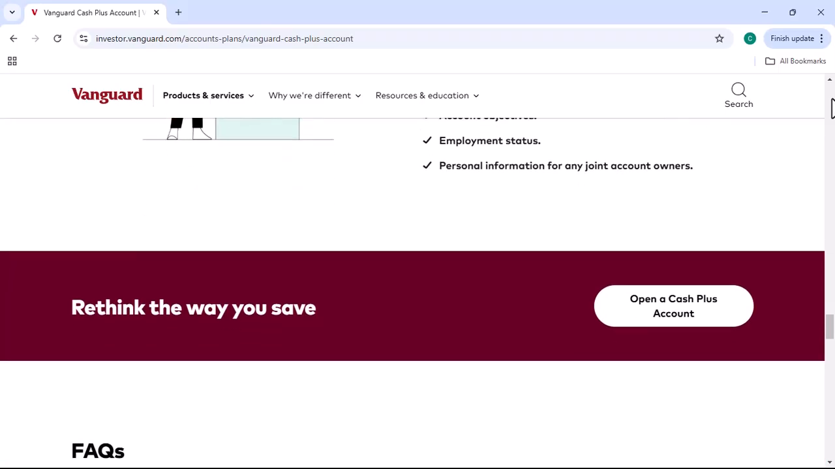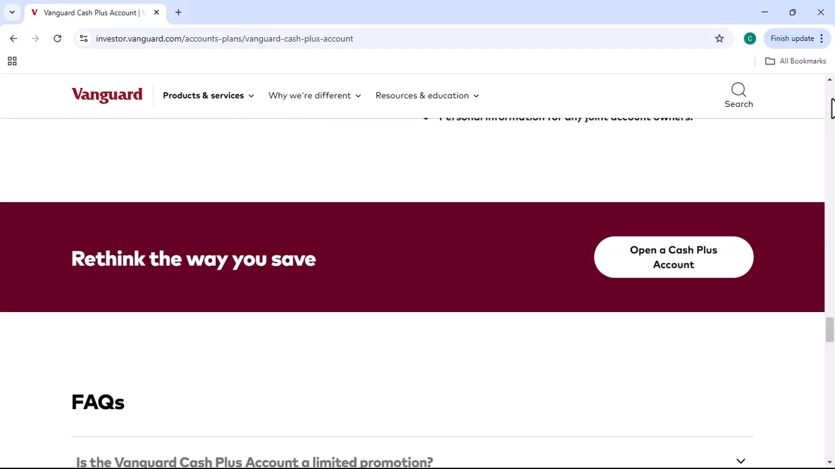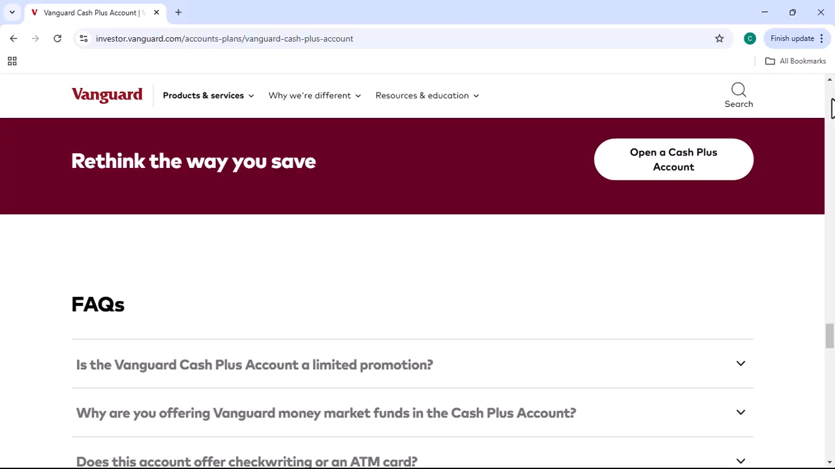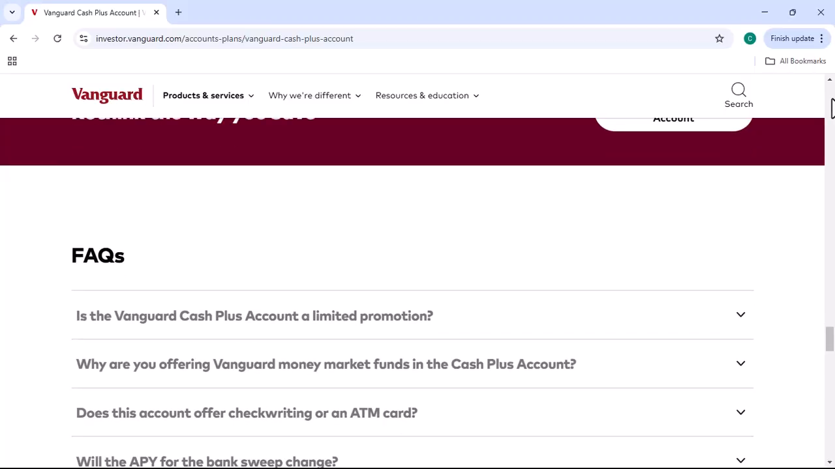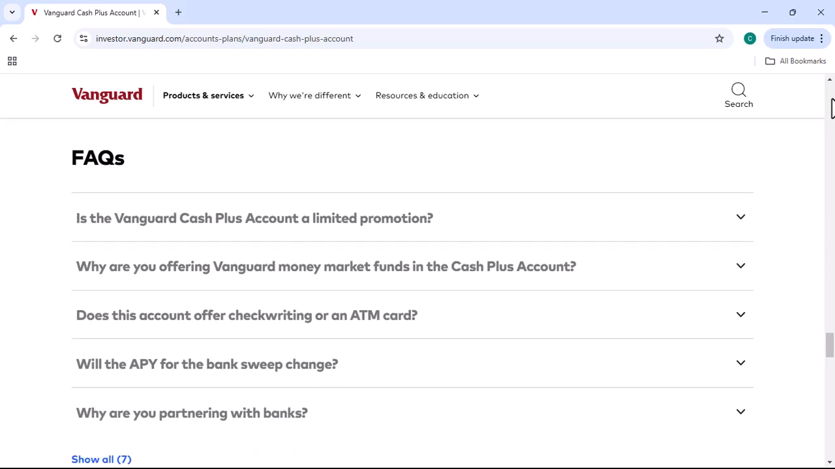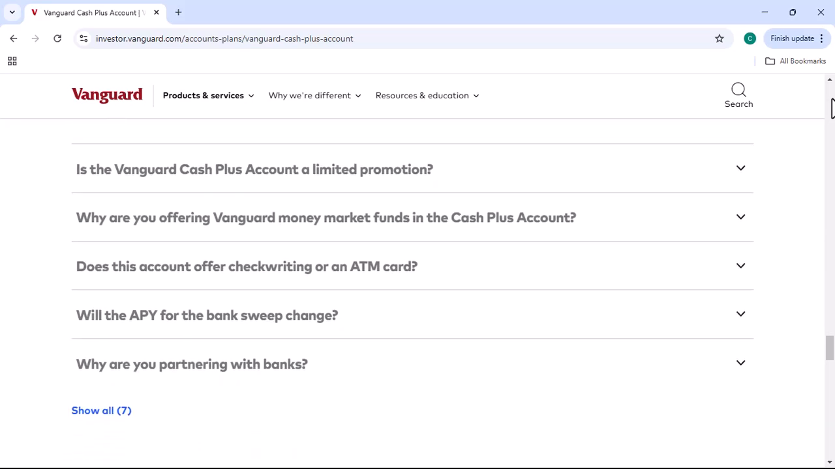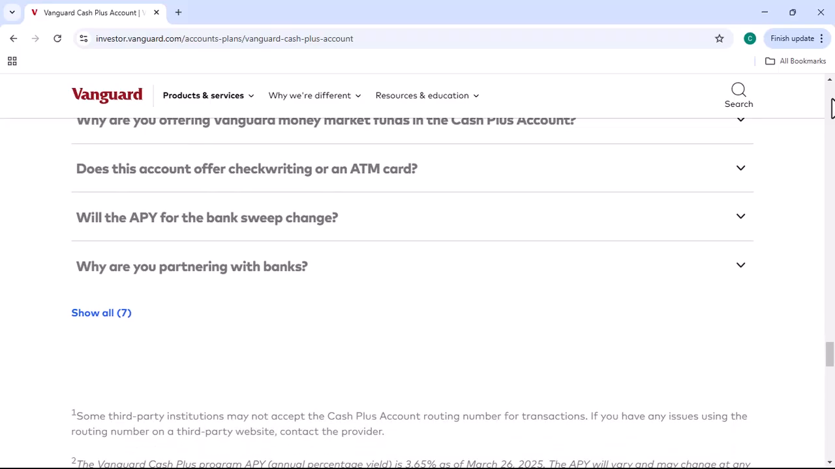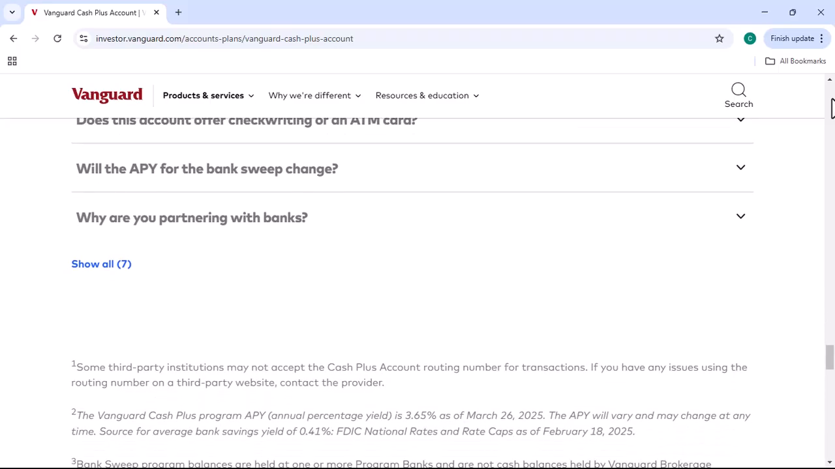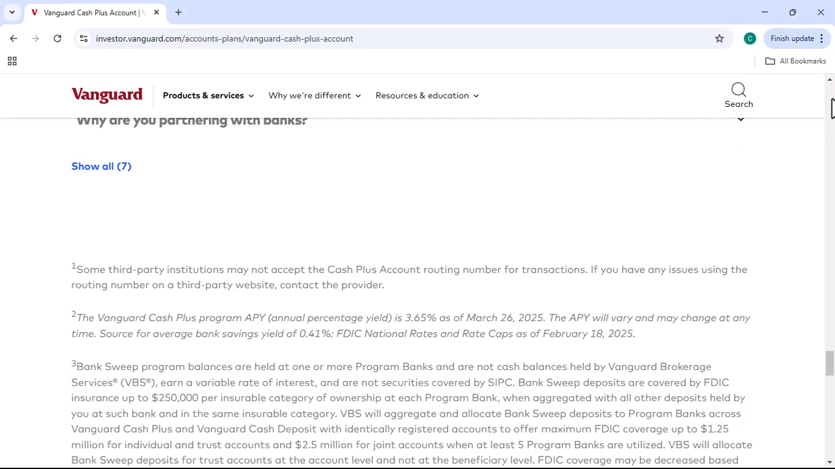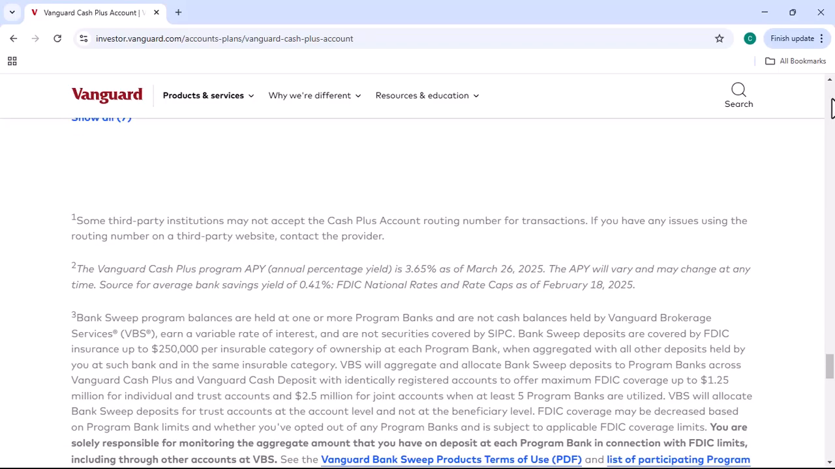Now, let's get to the heart of the matter. How often are returns distributed on Vanguard Cash Plus? The answer is, typically monthly. Vanguard Cash Plus aims to distribute income to its shareholders on a monthly basis. This means that around the end of each month, the dividends or interest earned by the underlying money market funds are usually credited to your Vanguard brokerage account. However, there are a few important nuances to understand.